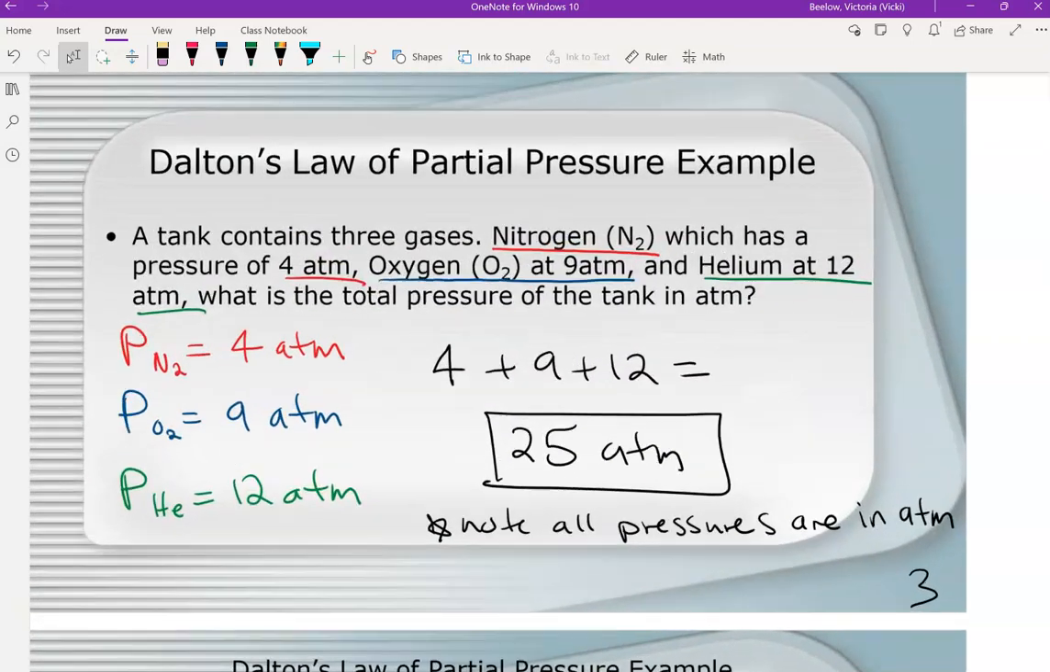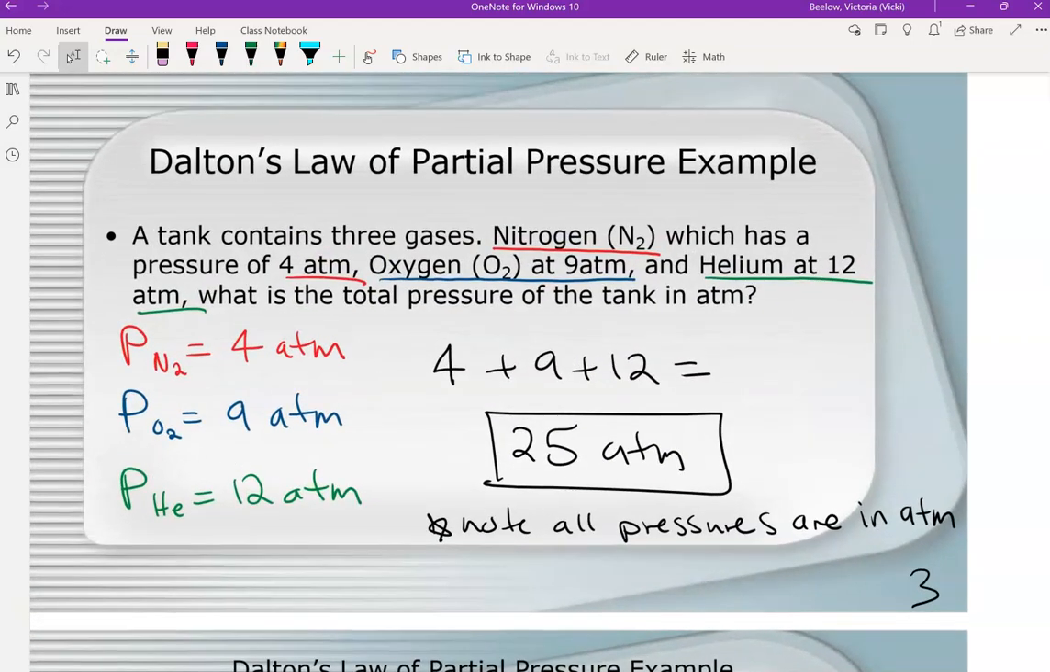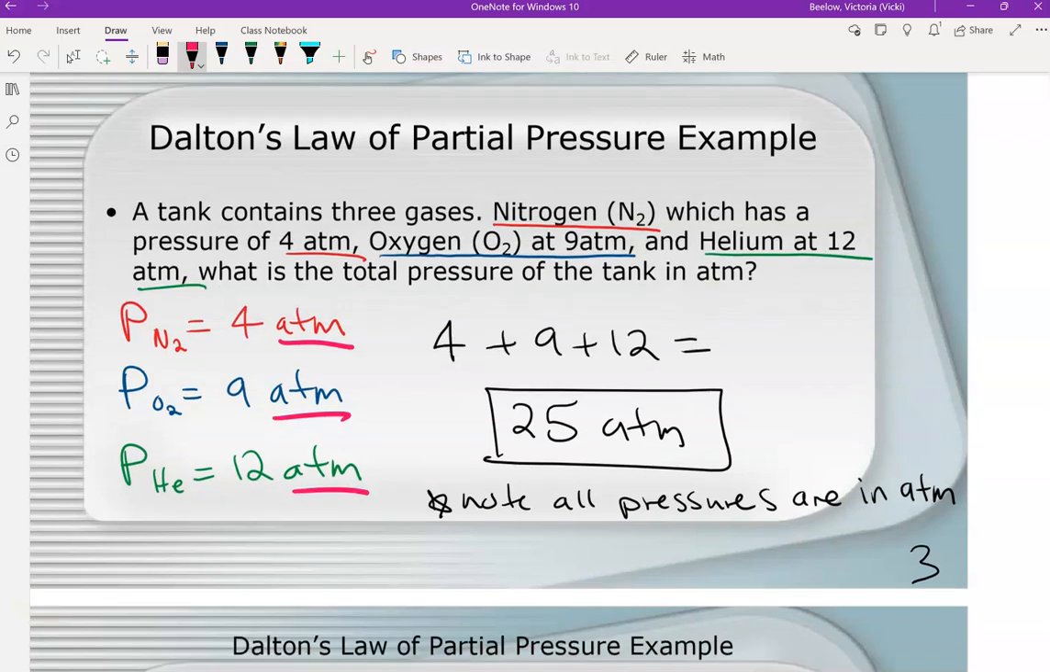So here's an example of that. It says a tank contains 3 gases. Here are the 3 gases, and all of them have a pressure in ATM. So I would just have to add all those together to get them into ATM. However, if your pressures have any different types of units, then you will have to convert those units because you can't add different units together.